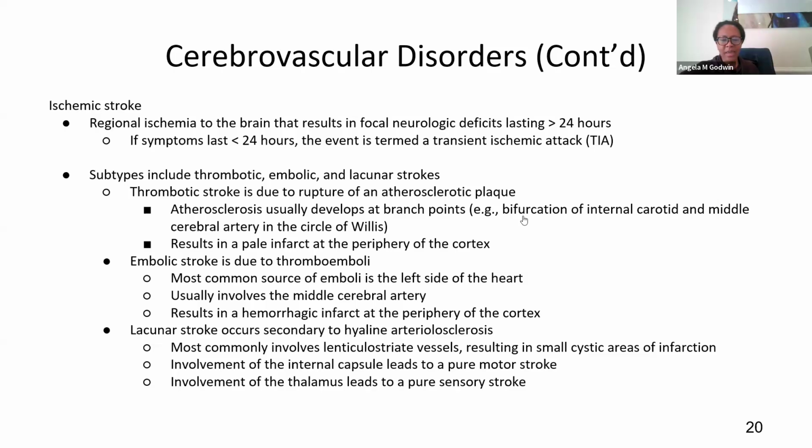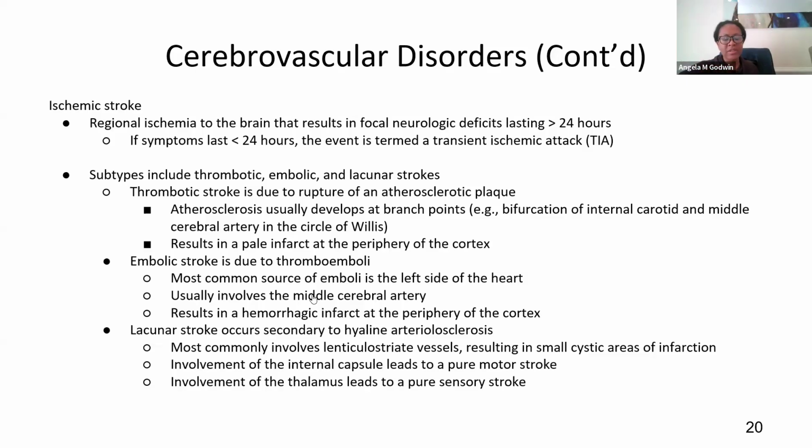And I put here again that bifurcation, and I'll show you a picture of that circle of Willis. On radiology, it shows as a pale infarct. In the periphery, I'll show you a picture of it, you have the cortex, and you can actually see an area of paleness under CT scan.